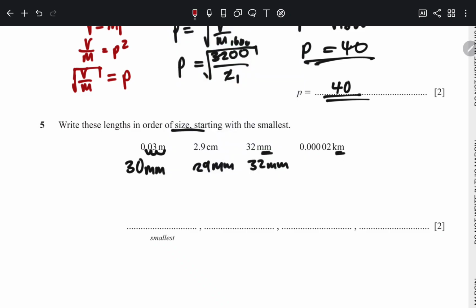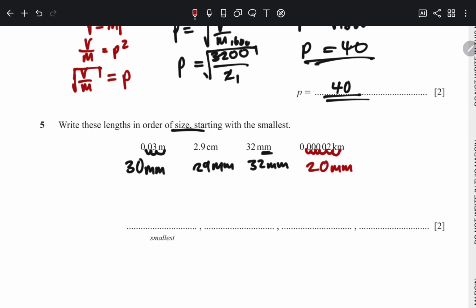That's correct. Now here for kilometers, you first move it for 1,000, it will now be meters. Then you move it for another 1,000, it will now be millimeters. So we move it 6 times. So it's going to be 1, 2, 3, 4, 5. It's going to be here. Then 6. So 6 will give us 20. So it will be 20 millimeters.